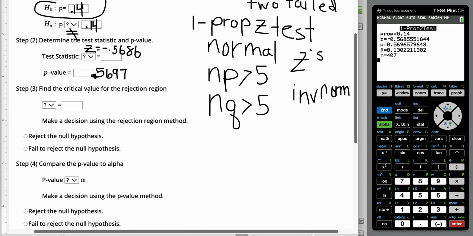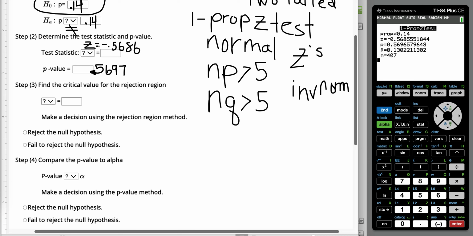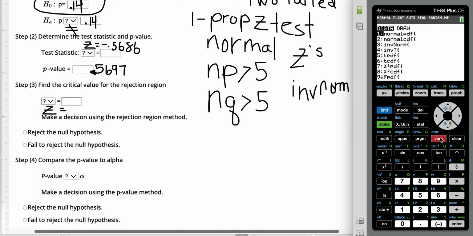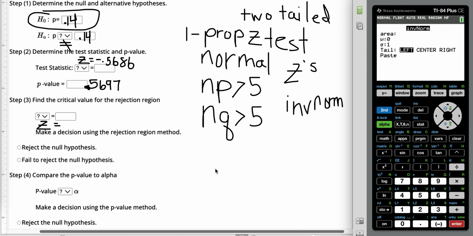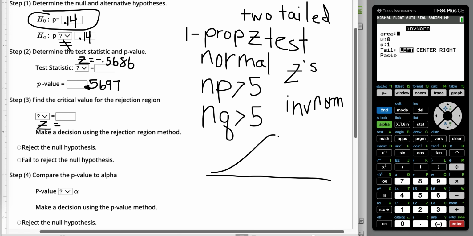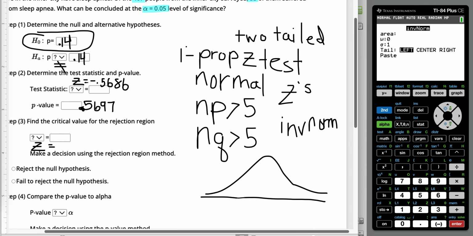Okay, so when we go to find our critical value to come up with our rejection region, because we're using the normal distribution to approximate the binomial distribution, we're using z's, which means we've got to use inverse norm. So this is going to be a z for my z critical. So I'm going to go to second vars. I'm going to go down to inverse norm, and I'm going to tell it the area that I need. Now, this one's a little bit tricky because it's two-tailed. When I draw my picture, we're doing a 0.05 level of significance.